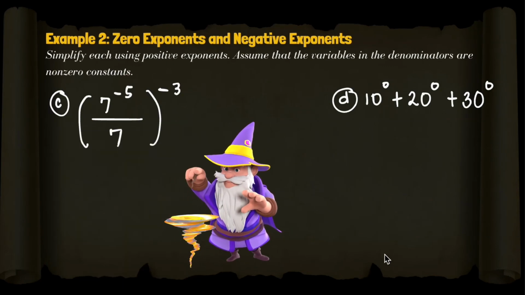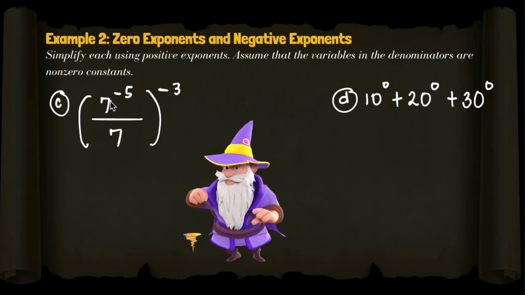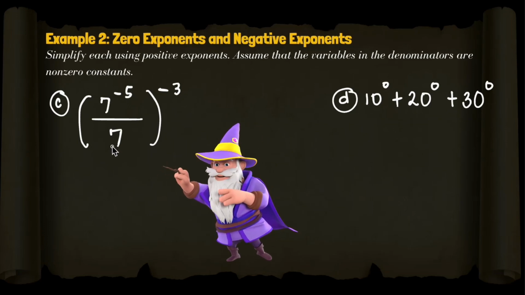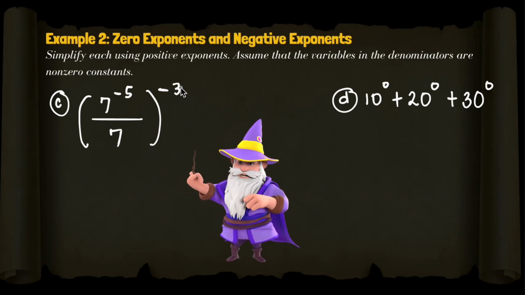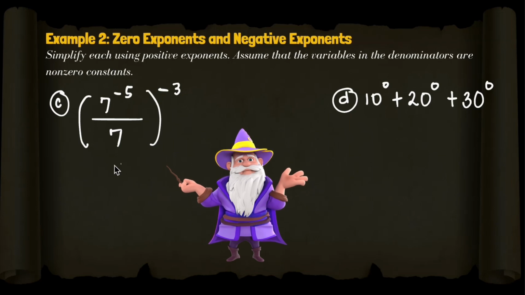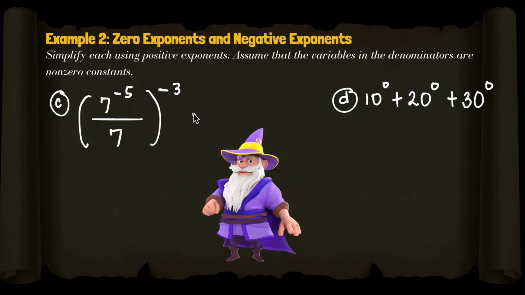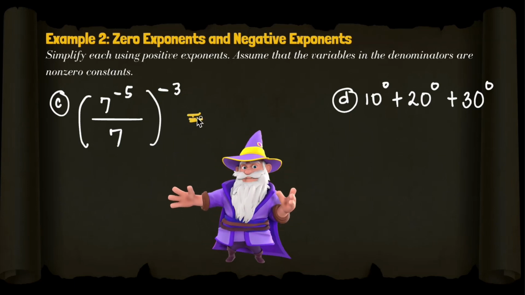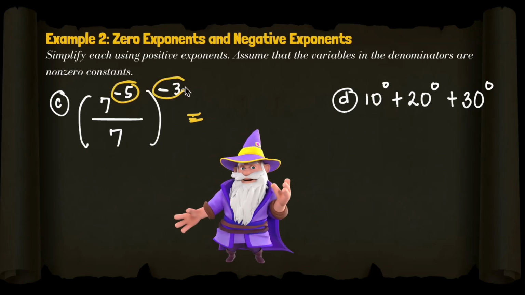Okay? So, now, we proceed to the third and fourth example. For the third and fourth example, we have this 7 raised to negative 5 over 7 times dun sa outside na exponent negative 3. So what will happen here is, ang gagawin natin dito, of course, ang gagawin natin dyan is we will just multiply the exponents here.